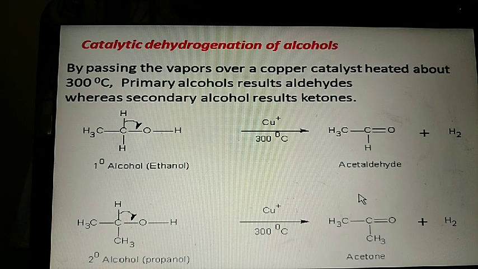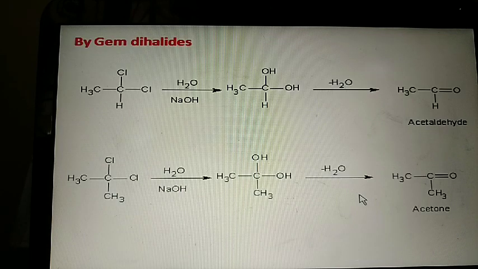This is not there in your syllabus, but even though, we are discussing it because it is also an important method. The second method is synthesis of acetaldehyde and acetone from gem dihalides. Gem dihalides react with NaOH, a strong base, and will give a dihydroxy functional group molecule.